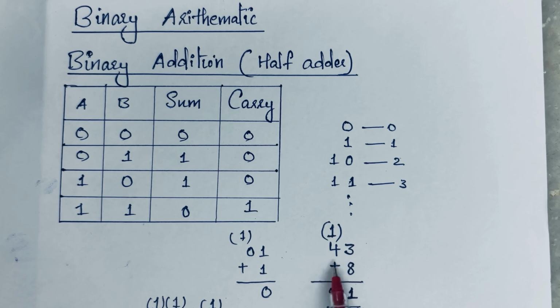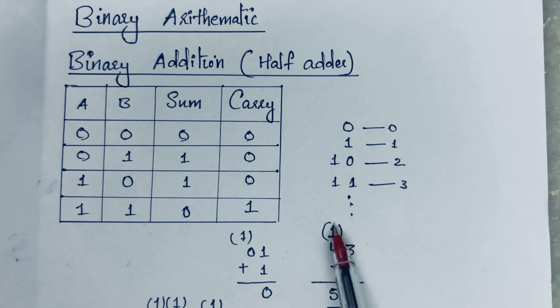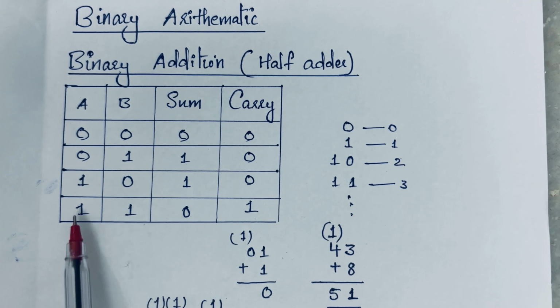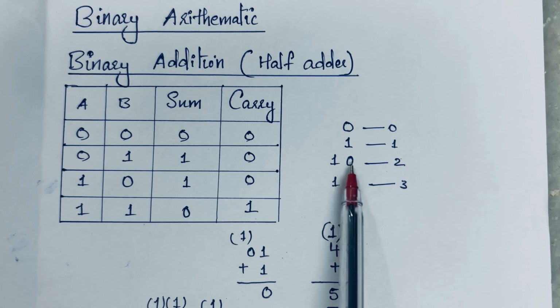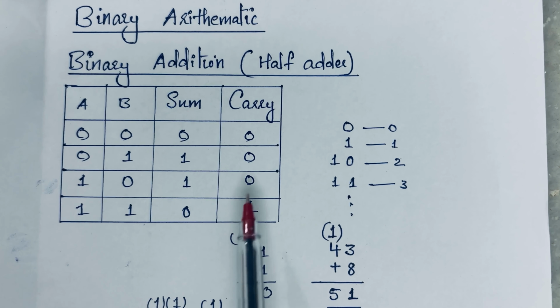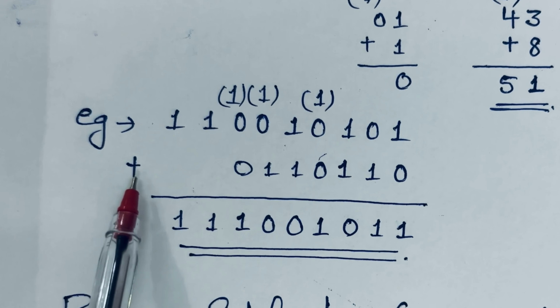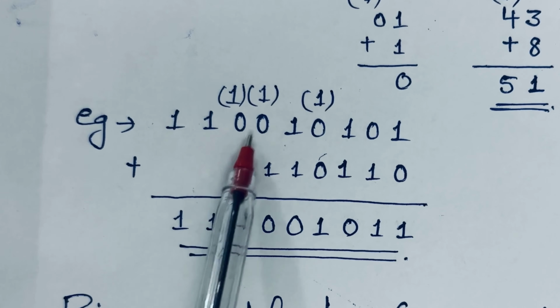For example, in decimal addition, if you want to add 43 and 8, how will we do the addition? First, we will add the LSBs, that means 3 plus 8. What is 3 plus 8? 11. But we won't write 11 here. We will write 1 here, and the other 1 will be considered as the carry. In the same way here, 1 plus 1, the answer is 1 0. That means the sum is 0 and this 1 will be considered as the carry. So this is the truth table of the half adder.